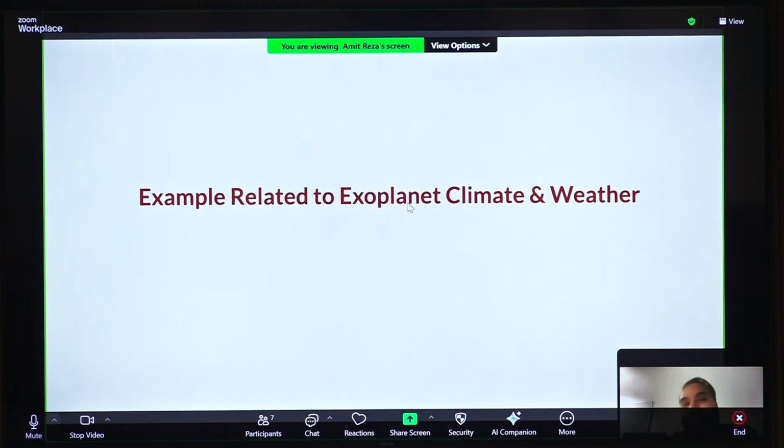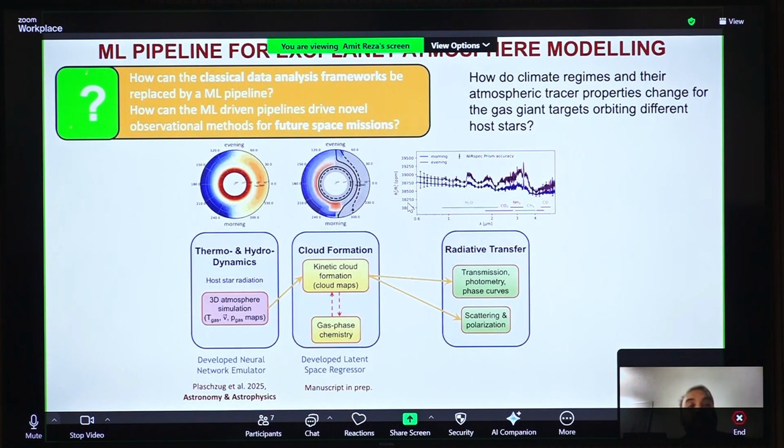Okay, so now I'm going to turn to another example, which is on exoplanet climate and weather. Normally, when you're talking about exoplanet climate and weather, we are interested in understanding how to do the atmospheric modeling. And why is it important? Because when you're talking about exoplanets, we try to understand the chemistry and whether there is any signature of life present in the atmosphere or not, through chemical analysis.